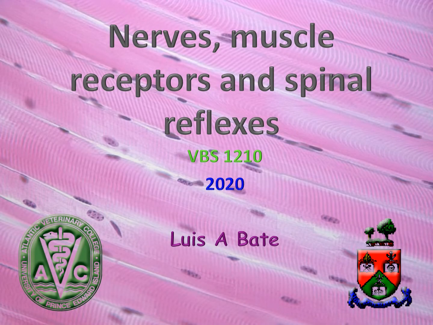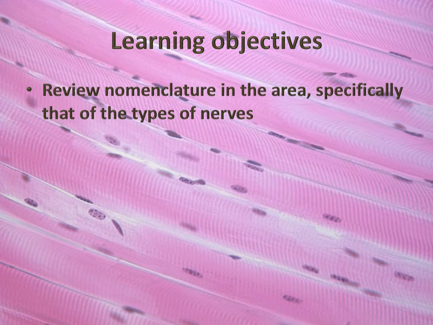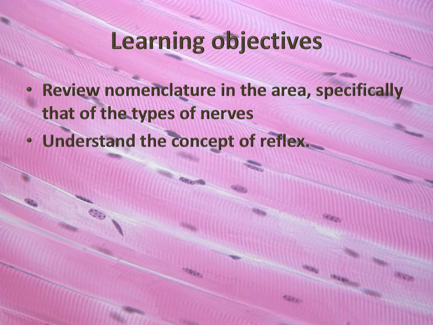Good day. Today we will deal with the subject of nerves, muscle receptors, and the basic spinal reflexes. What we would like to achieve today is, first, to familiarize ourselves with the specific nomenclature, primarily focusing on the naming of the different nerve types. Then we will explain the concept of reflex. Once we understand this, we will review the more common spinal reflexes in the organism.